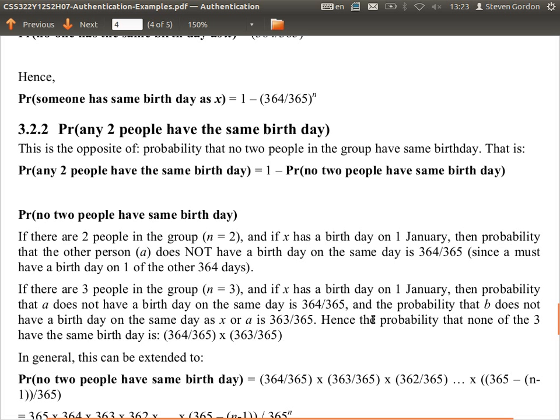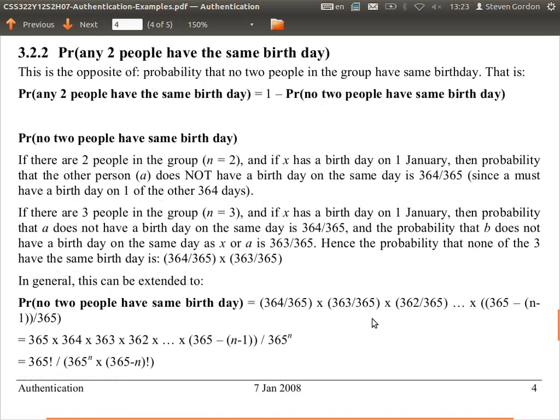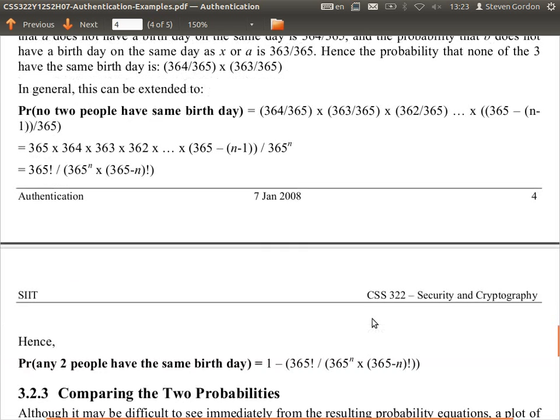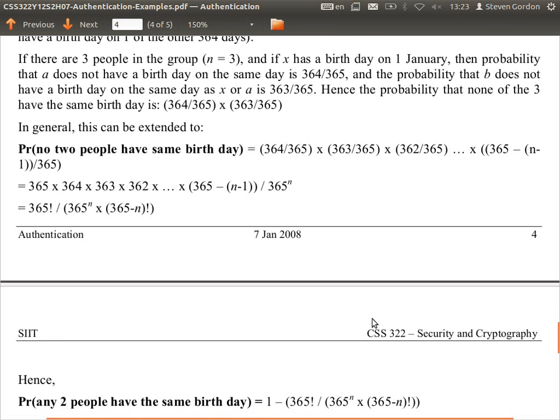And if we expand that group now, that was n equal to 2, n equal to 3, n equal to 4, we'll see the pattern. It's 364 over 365 multiplied by 363 multiplied by 362 and so on. And in general, we can expand that out and simplify, and it becomes some factorial.